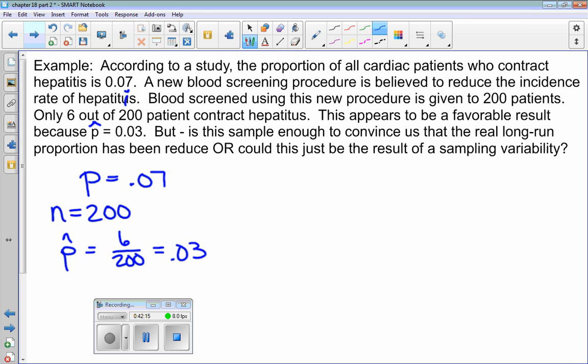How would we answer this question? Let's check our conditions. Let's do that first. We want to be able to apply the normal model, but what are the conditions to do so?